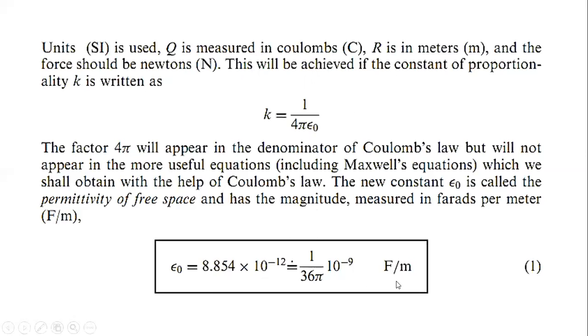We have already discussed the permittivity of free space. It is the property of a material medium to restrict or to oppose the electric lines of force passing through it. So it is the opposition offered by a material medium to the electric lines of force passing through it. This is called the permittivity of free space, and it is related to the electric fields, and its value is 8.854 into 10 raised to power minus 12 farad per meter.